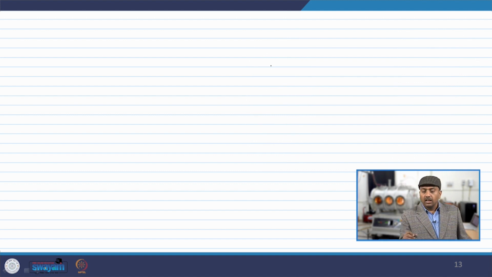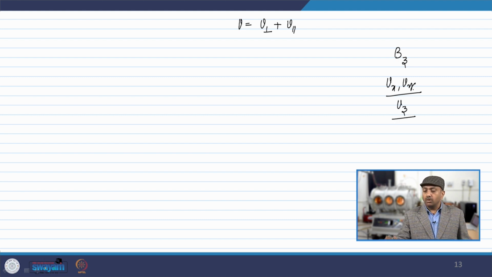Now, let us say the velocity of the particle is decomposed into v perpendicular plus v parallel. What is v perpendicular? V perpendicular is the component of velocity which is perpendicular to the magnetic field. Let us say if the magnetic field is along Bz, Vx and Vy will constitute the perpendicular component of velocity, and Vz, which is parallel to B, is V parallel, right.